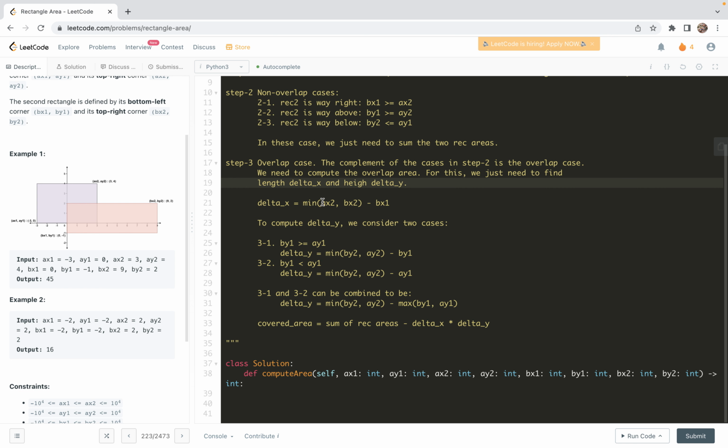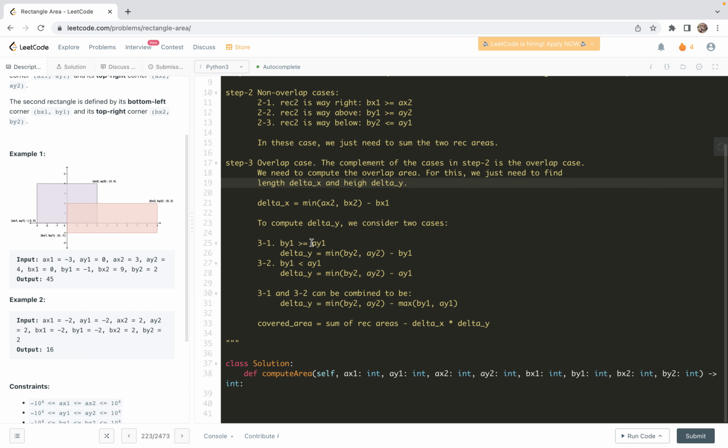In order to compute the overlap, we need to compute the length, let's call it delta x, and the height, let's call it delta y. Delta x is very easy to compute because we already put rectangle 1 to the left. So it's the minimum of the x coordinates ax2 and bx2, then minus bx1, right? So this is the case.